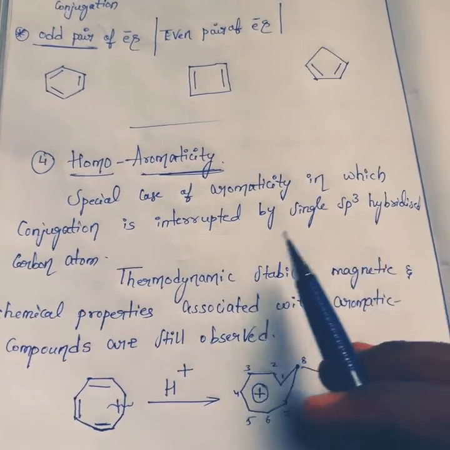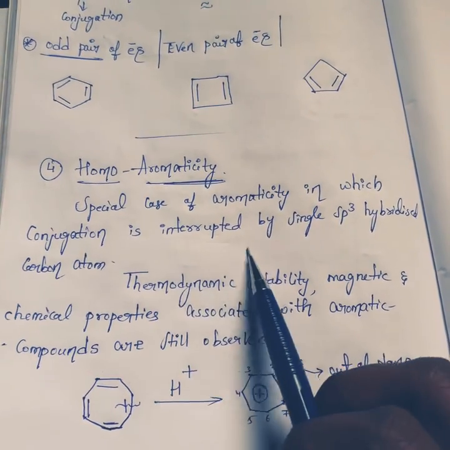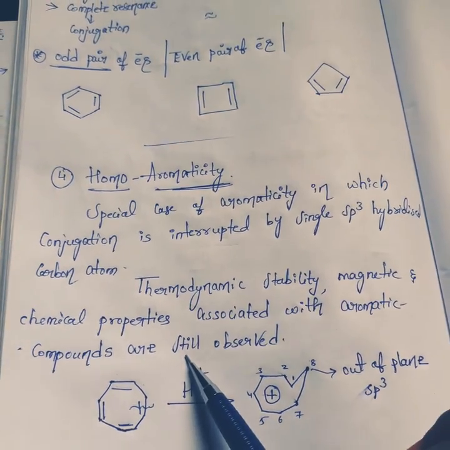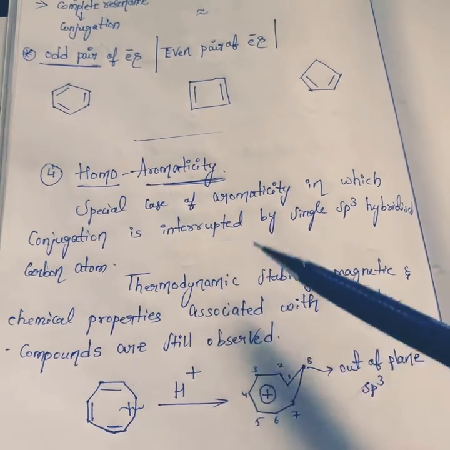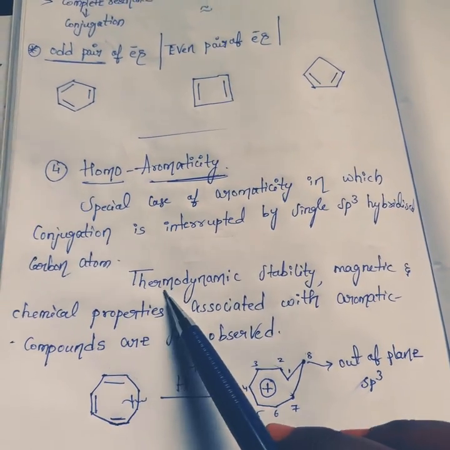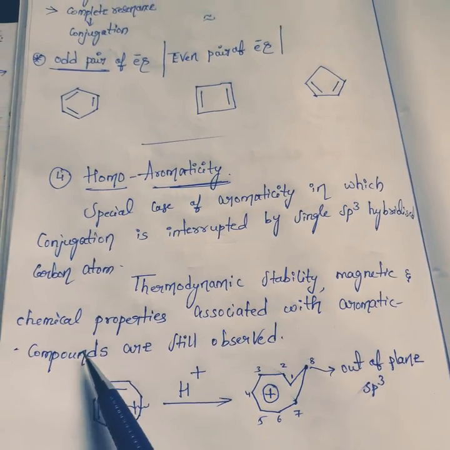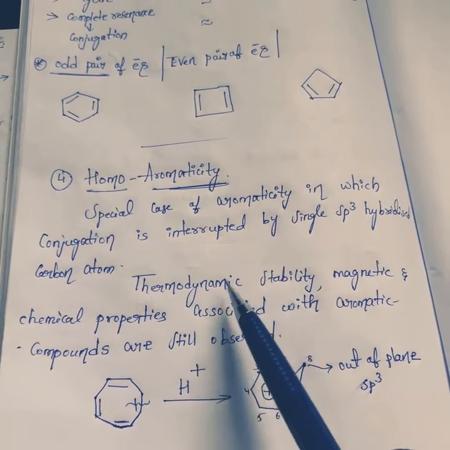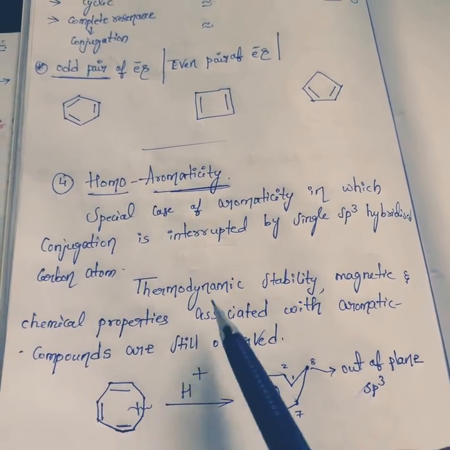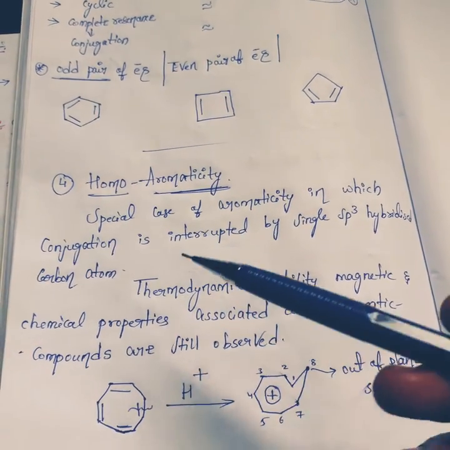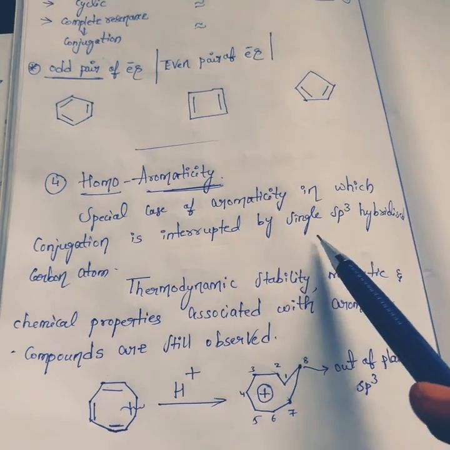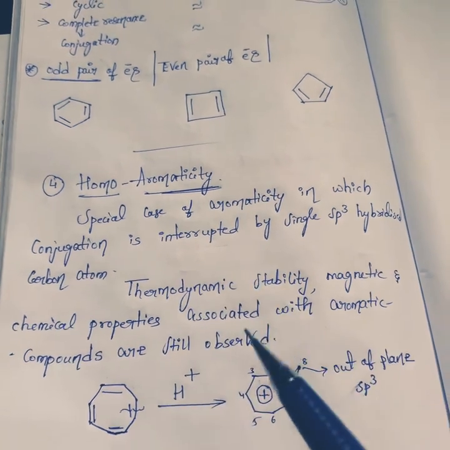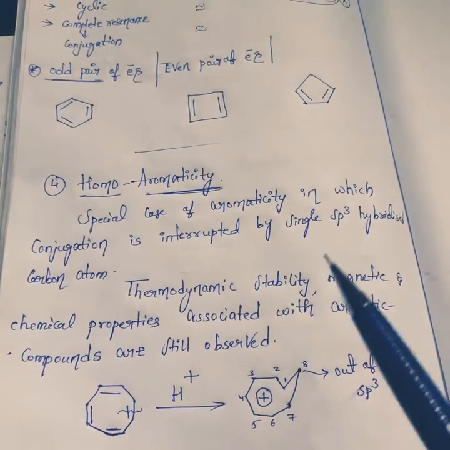Even though in this case the conjugation is interrupted, these factors are still observed in homoaromatic compounds also. What are these factors? Thermodynamic stability, and the magnetic and chemical properties associated with aromatic compounds. These are the properties associated with aromatic compounds. Even though the conjugation is interrupted by an sp3 hybridized carbon, these properties are still observed in homoaromatic compounds.